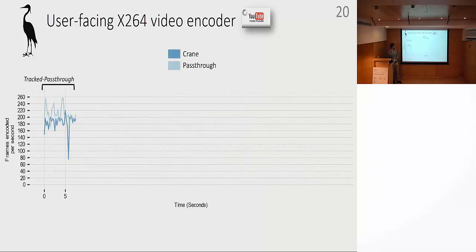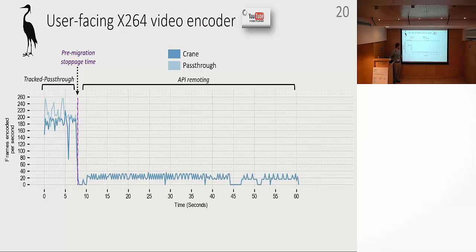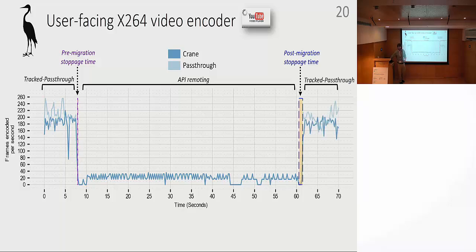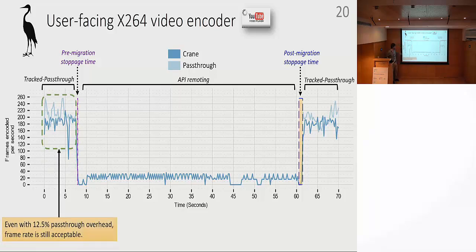For the video encoder, first, this is on the source host, where we're executing in tracked pass-through mode. Then we incur stoppage time, and then this is when we're performing API remoting during the live migration phase. Then we incur post-migration stoppage time, and then we're on the destination host and we return to pass-through performance. First, notice that with the 12% overhead, the frame rate is still just fine. You want basically 60 FPS for a video.